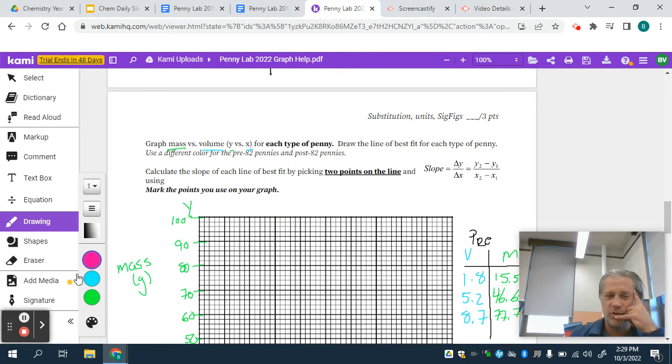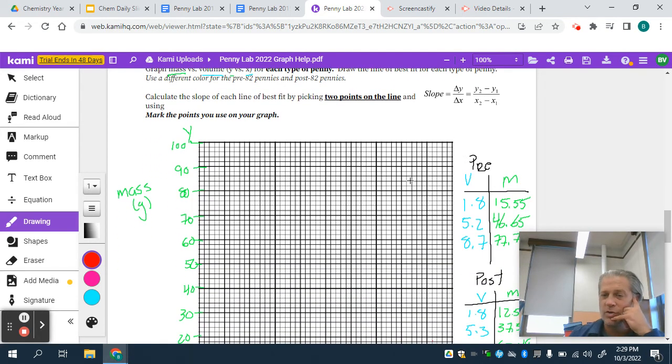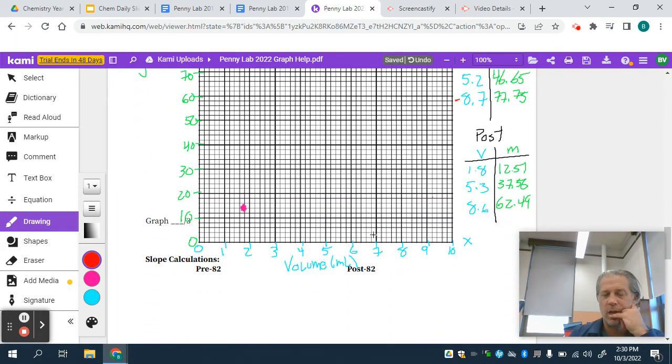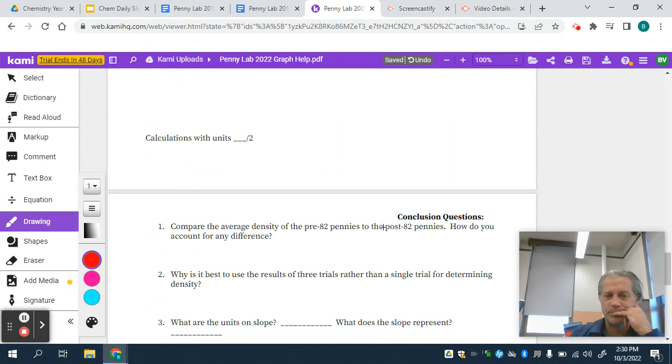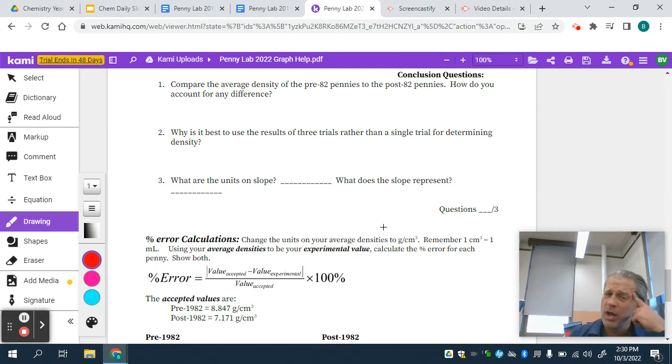The next calculation that you have to do is slope. Slope is change in y over change in x, or y2 minus y1 over x2 minus x1. I usually take my first point and my last point and plug them in. If these are my x's and these are my y's, you might be able to get a picture of what you're going to do. You're going to use that formula to calculate the slope down below.